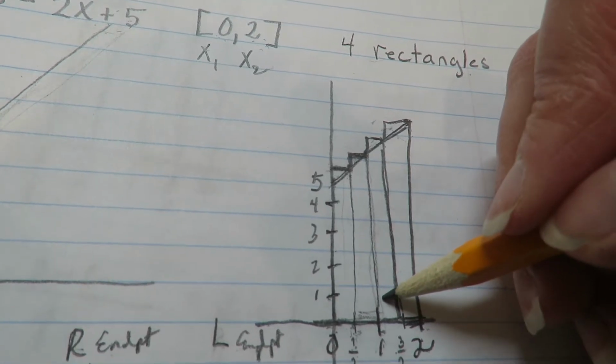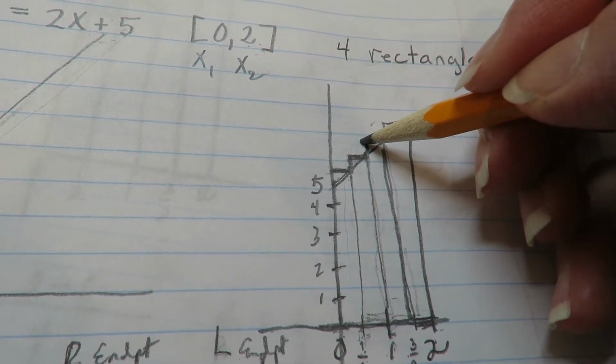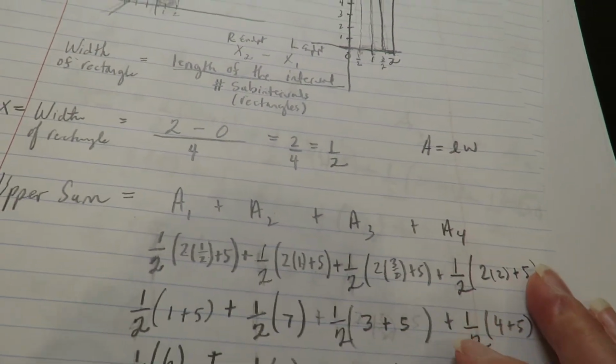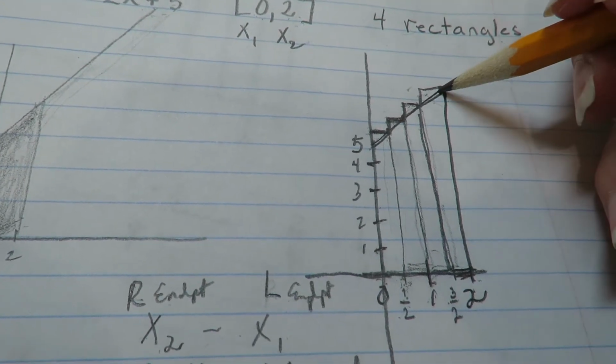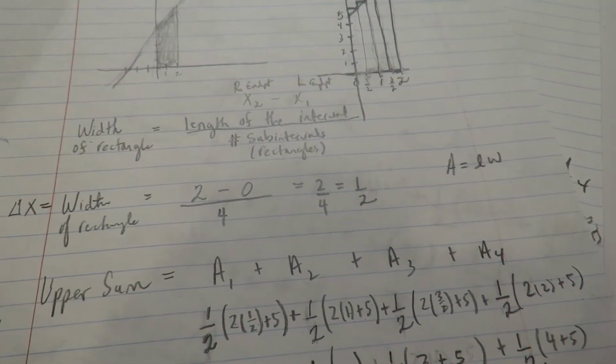Alright, for the third one, same concept. It's the right side, so it's the 3/2 that will determine the roof on this. So that's the third one. I use 3/2 in the function. And the last one, the 2, determines the roof for this. So that's why I use the 2 in the function.